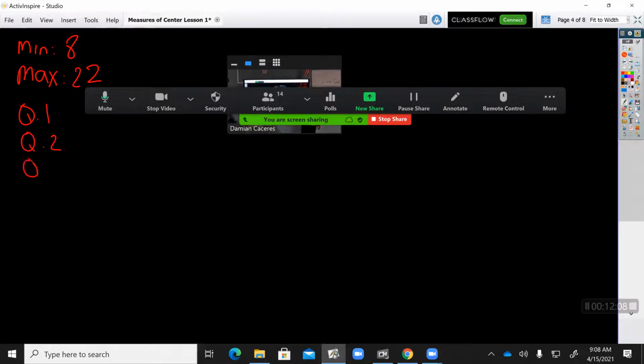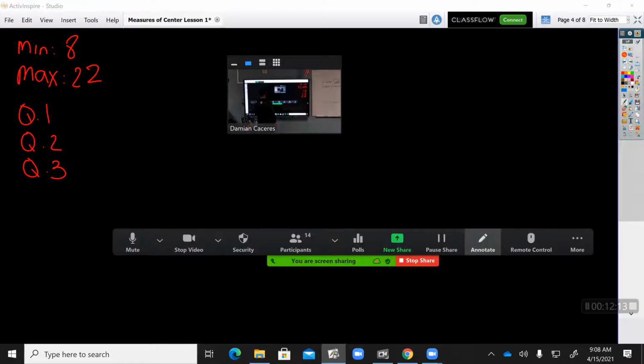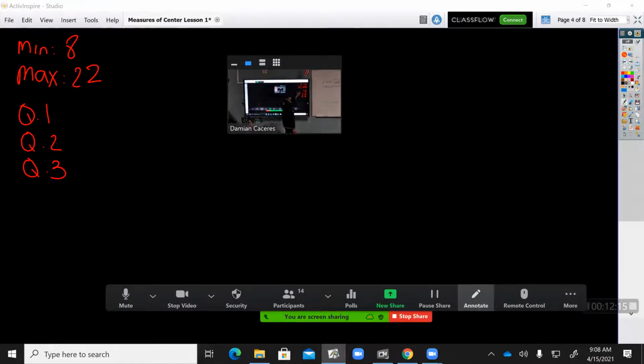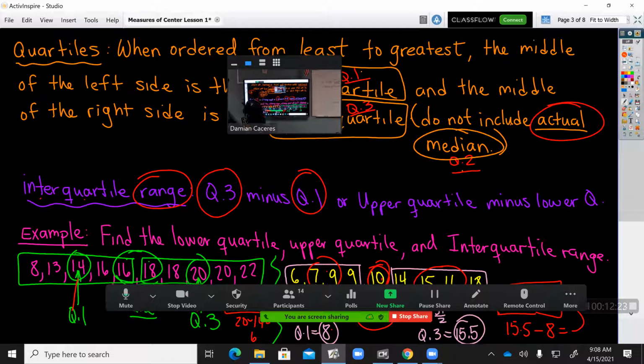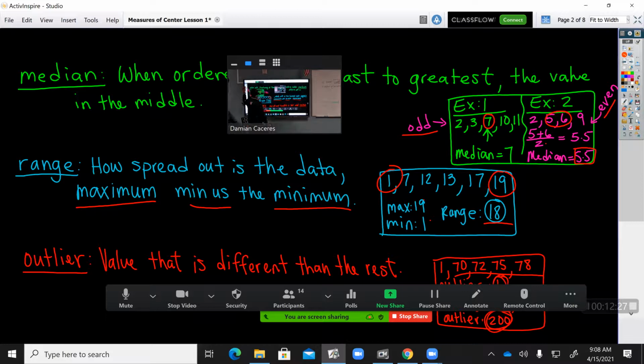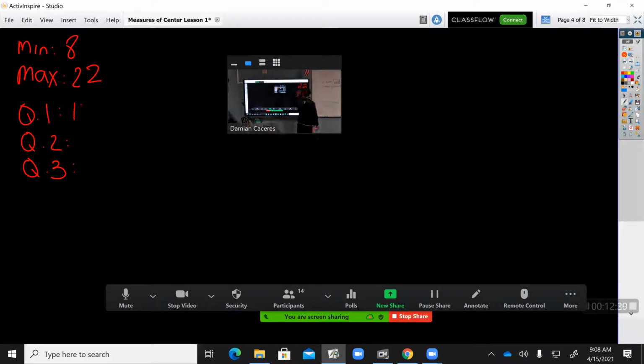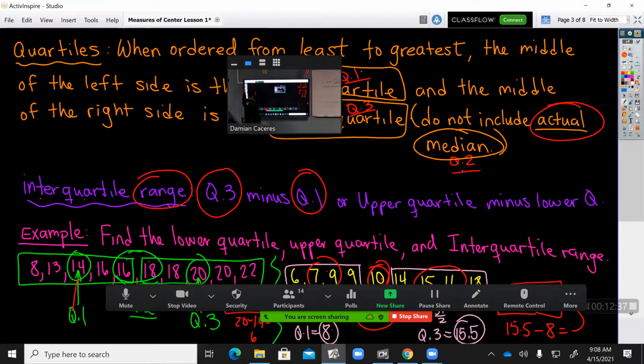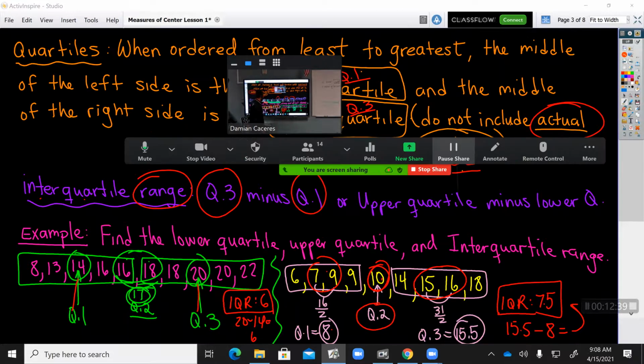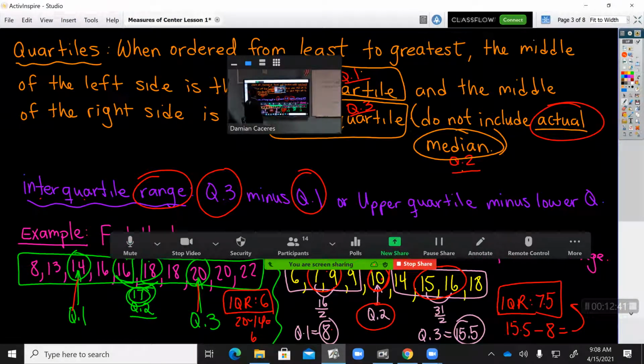Q1, Q2, and Q3. So Q1 was 14, Q2 was 17, and Q3 was, I believe, 15.5. Let's check. What was the other question? Q3 was 20.